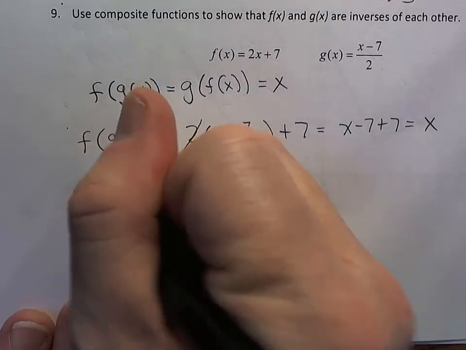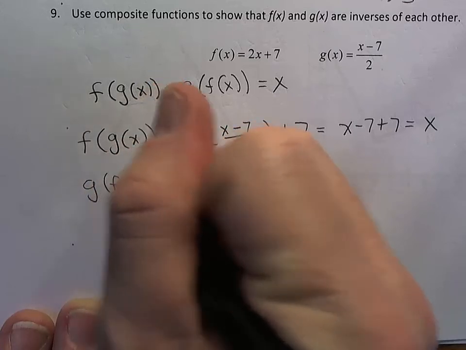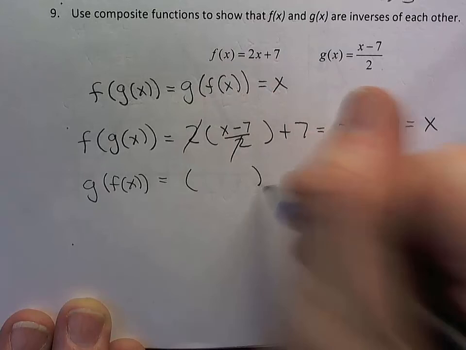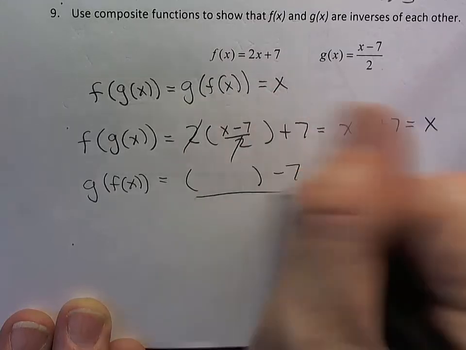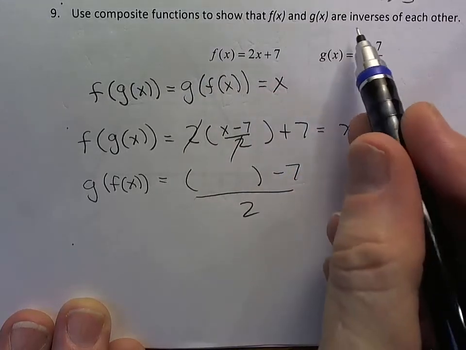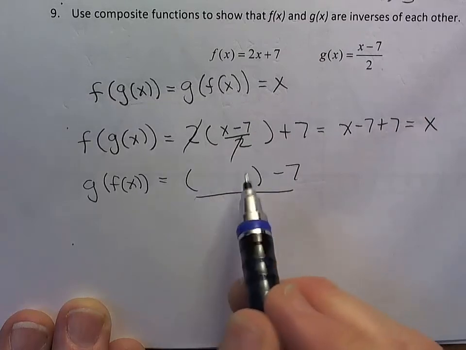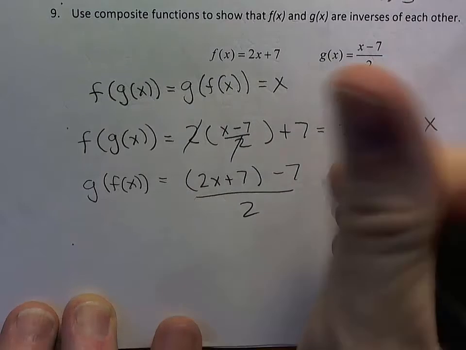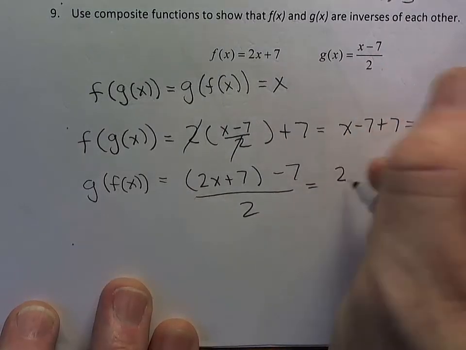Then we go back and say g of f of x. Okay, so this is going to be g of x. See, I just write x minus 7 over 2, but in place of the x, I put a blank, and I put in 2x plus 7. Now what we want to do here is simplify the top first.